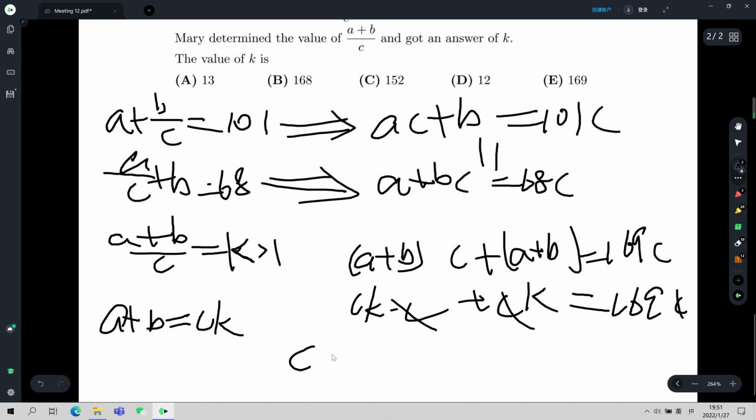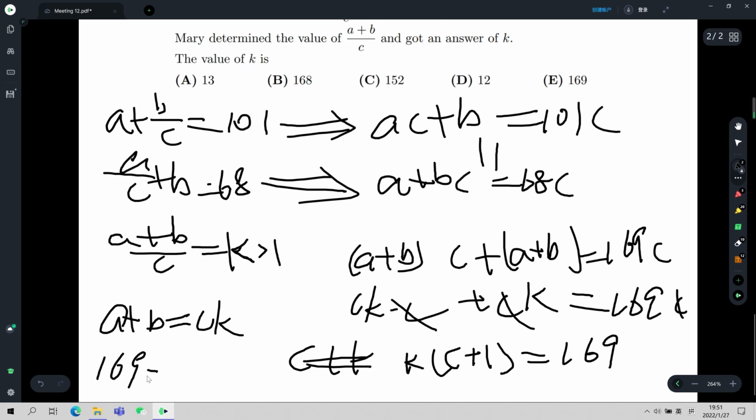And we finally get k times c plus 1 equals 169. Because 169 equals 1 times 169, or 13 times 13, but c plus 1 must be greater than 1, and we also know that k is greater than 1, so this is not possible here. So only 13 times 13 is possible, so k is 13.